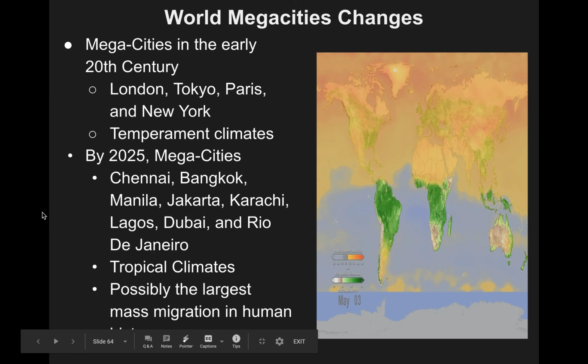All right, let's turn our attention to megacities. Now we're talking about cities that have populations of 10 million people or more. In the 20th century, those cities were London, Tokyo, Paris, and New York. They were found in temperate climates. Today, megacities are not. They are found mostly in less developed regions, like Chennai or Bangkok and Manila, Philippines, or Jakarta, Indonesia, Karachi, Pakistan, Lagos, Nigeria, Dubai, and Rio de Janeiro. These are areas that have populations above 10 million people, and they are growing rapidly, and they're found in tropical regions. And we also know that in some of these areas, we're seeing the largest mass migration in human history, because several of these countries are in DTM stage 2.